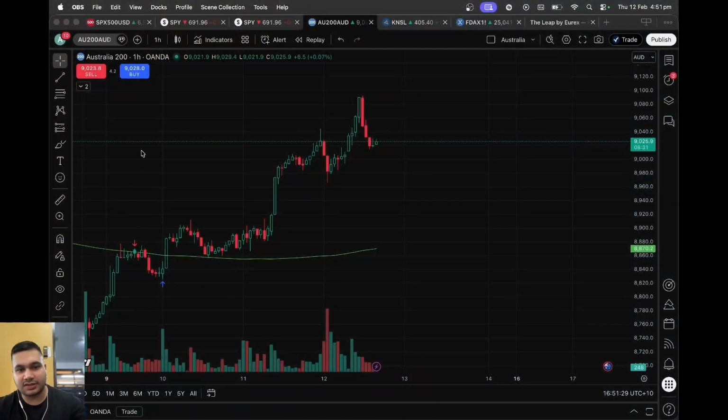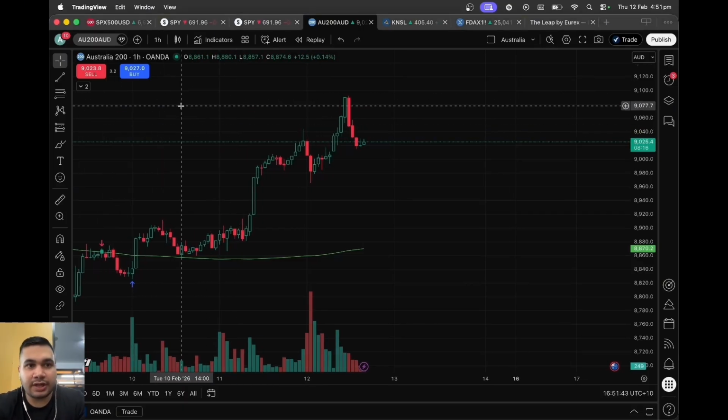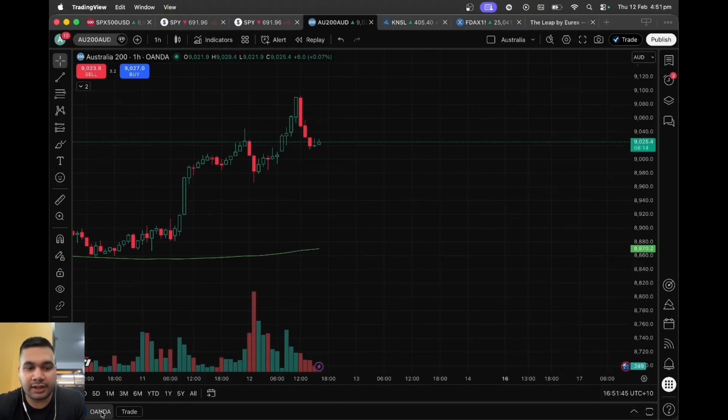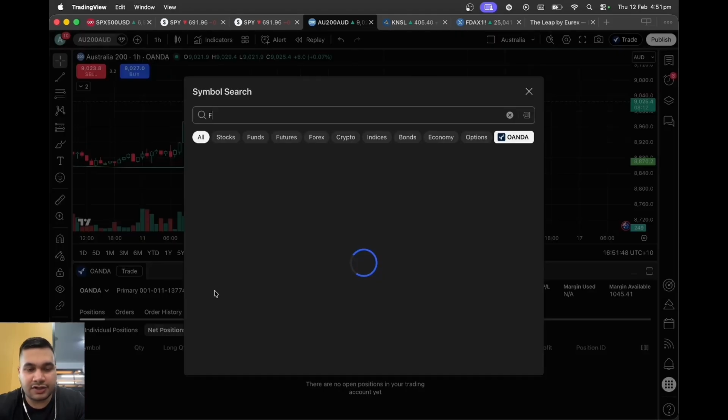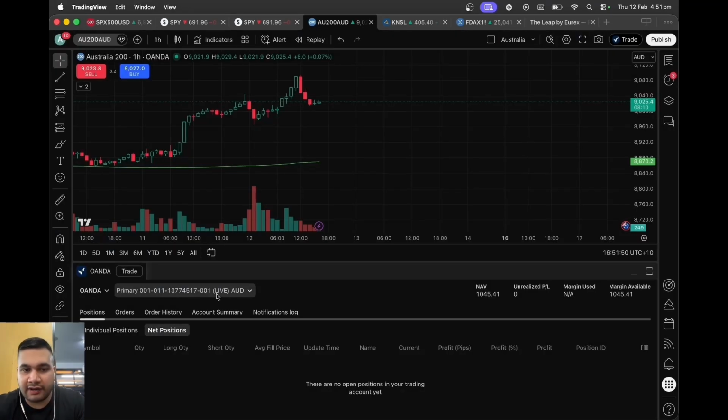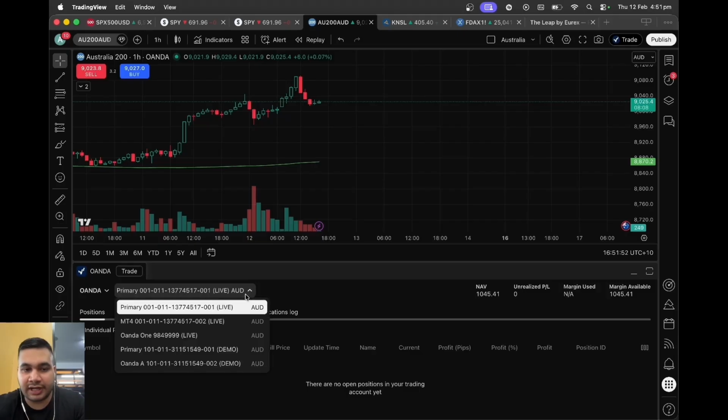So as you guys can see, this is the chart of Australia 200. Now I like to keep things simple and I will execute my trade first and then I will walk you guys through the whole strategy which I follow. So now, as you guys can see over here, this is my chart. My broker is Link, and I'll show you guys over here as well. This is a live account, as you guys can see, live Australian dollars.